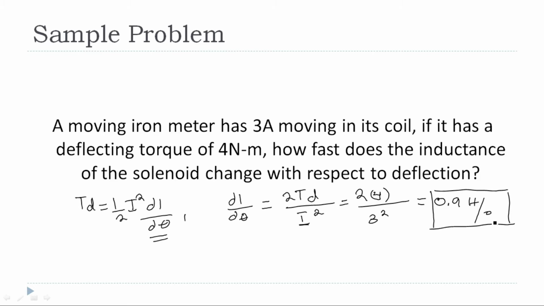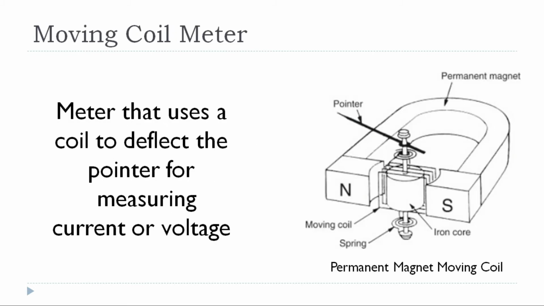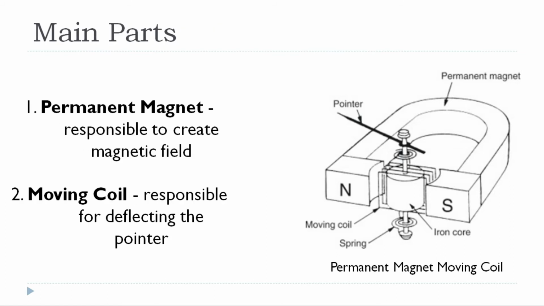Okay, so it's easy and straightforward. Second type of analog meter is the moving coil meter. This meter uses a coil to deflect the pointer for measuring current or voltage. Earlier in the moving iron, what moved was the iron, right? Here, what moves is the coil. So the two main parts are the permanent magnet and the coil. Earlier, what created the magnetic field was the fixed iron, the solenoid wrapped with conductor. Here, the permanent magnet creates the magnetic field, and what moves is the coil, to deflect the pointer.